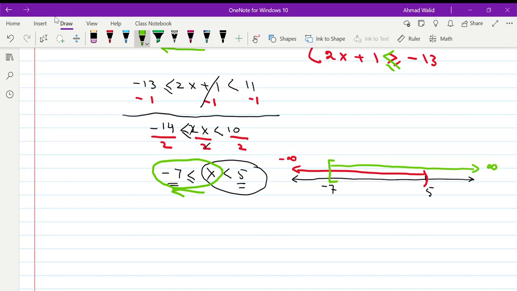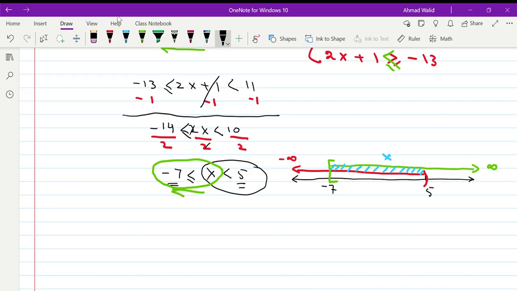Now, where is your final answer? Where is x? x is the area where both lines overlap. It means here, let me shade it with blue. Look, this is your answer, not all of them. The rest is useless. You don't need those. This is your x from here to here, the area where both graphs are overlapping.